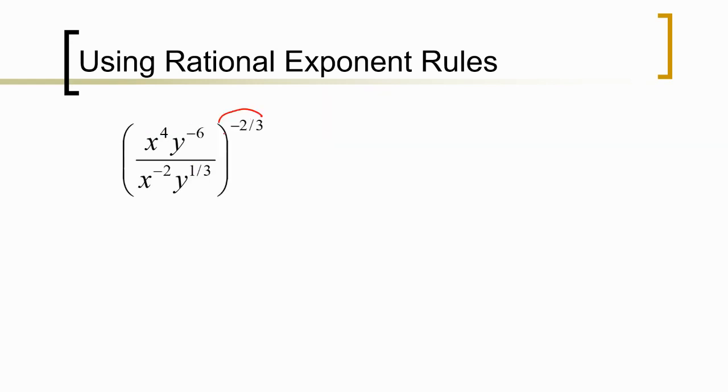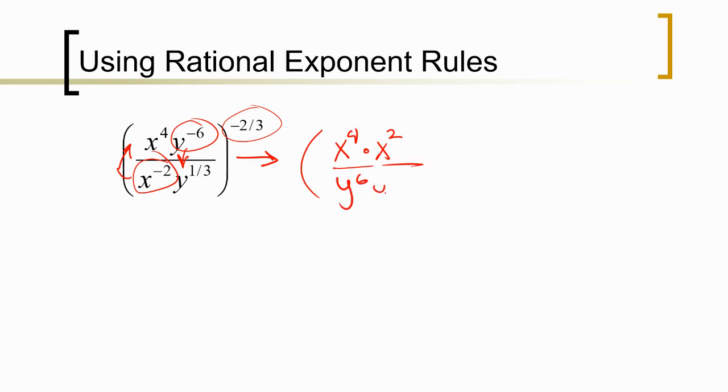Another one here, we have a negative exponent. So first thing I like to do before distributing this guy, I'm going to simplify vertically as much as possible. Notice I have negative exponents. I want negative exponents to go down and become positive, and this one that's on the bottom to go up to become positive. So this will, on the inside, rewrite to be x to the 4 times x to the 2nd over y to the 6th times y to the 1/3. And then it's still to the negative 2/3 power.